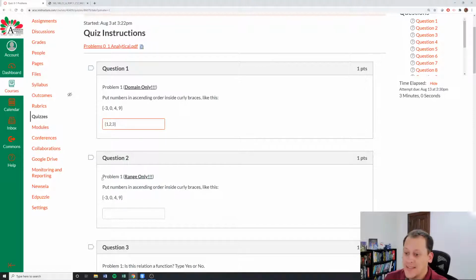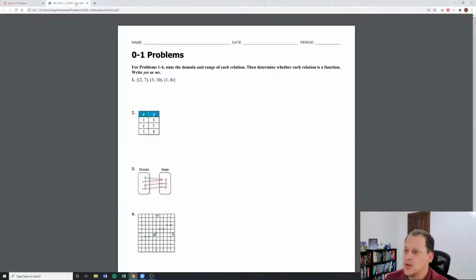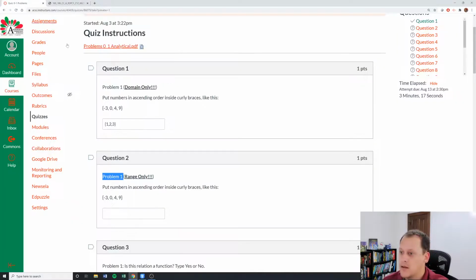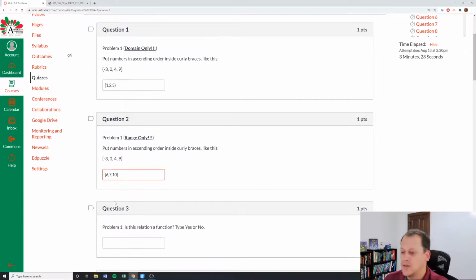Question 2 is still problem 1, but just the range. So let's go back here. The range is all the y values in order from smallest to largest. That would be 7, 10, 6, and in order, that would be 6, 7, 10. So let's go back, and that's going to be 6, 7, 10. You can put spaces between those numbers or not, either way should be okay. But you do need to separate them with commas and put the curly braces in there.